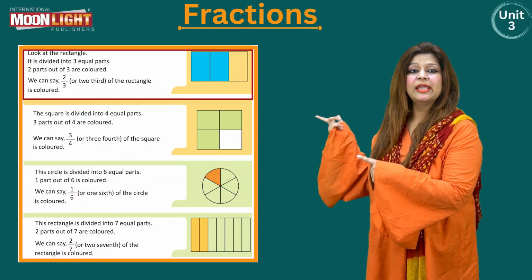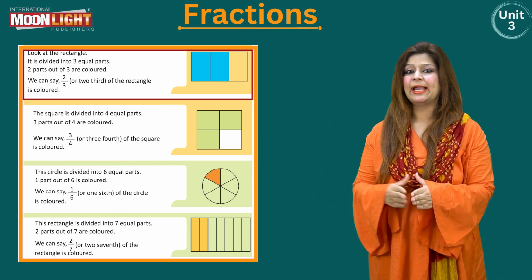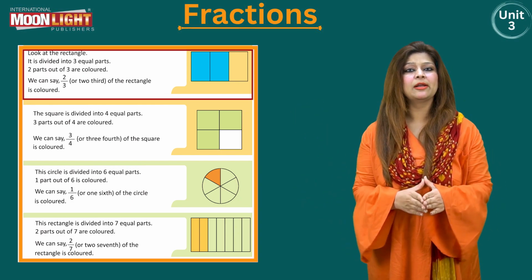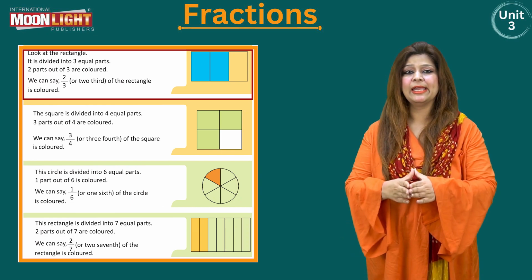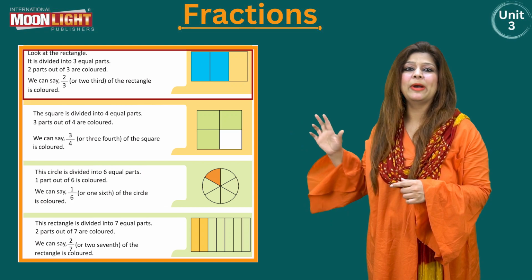Now look at this rectangle. This rectangle is divided into 3 equal parts. So I can say that how many parts? 3 equal parts. So how many parts are colored? 2 parts are colored out of these 3 parts. Means that I can write this fraction as 2/3.